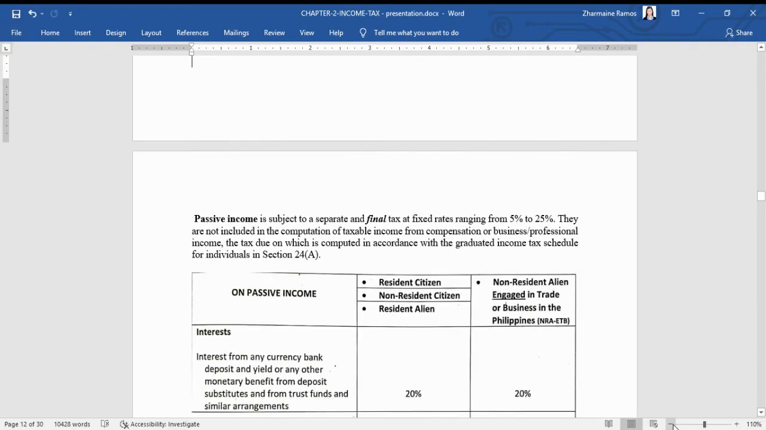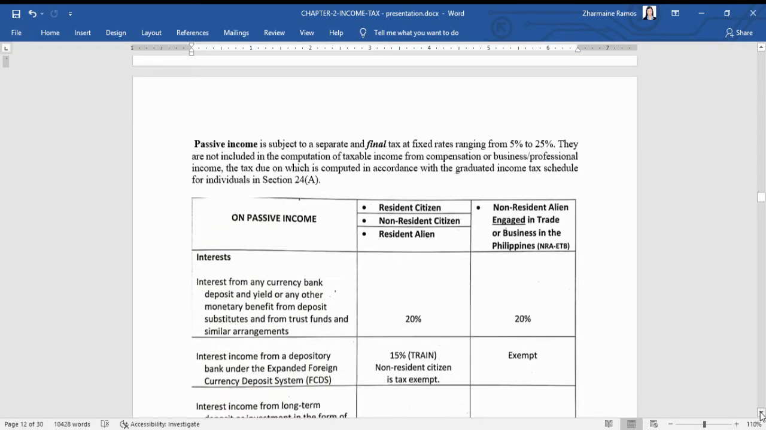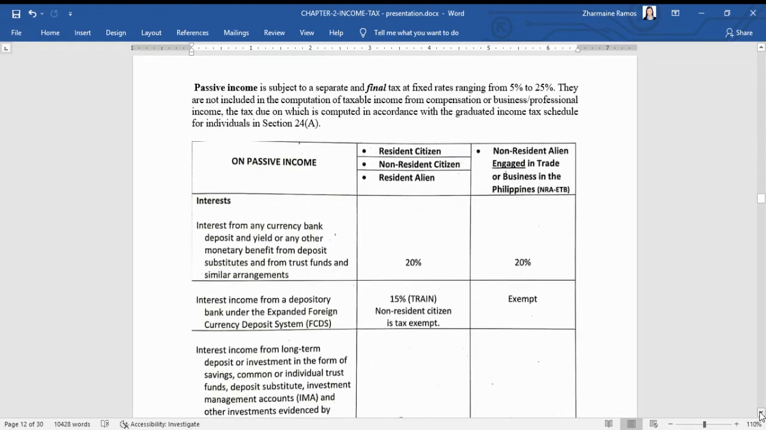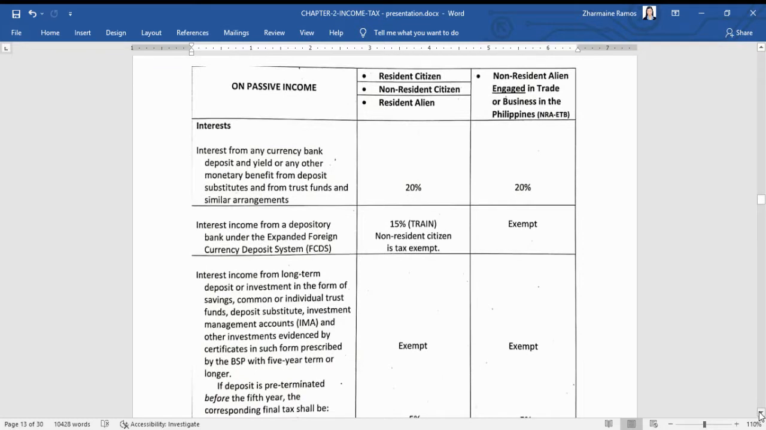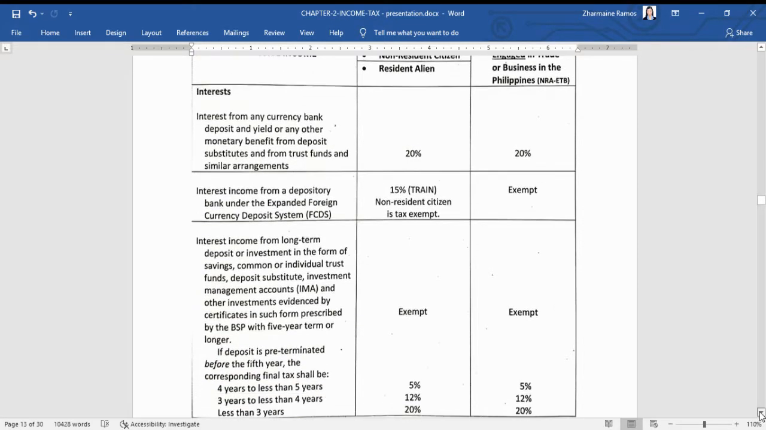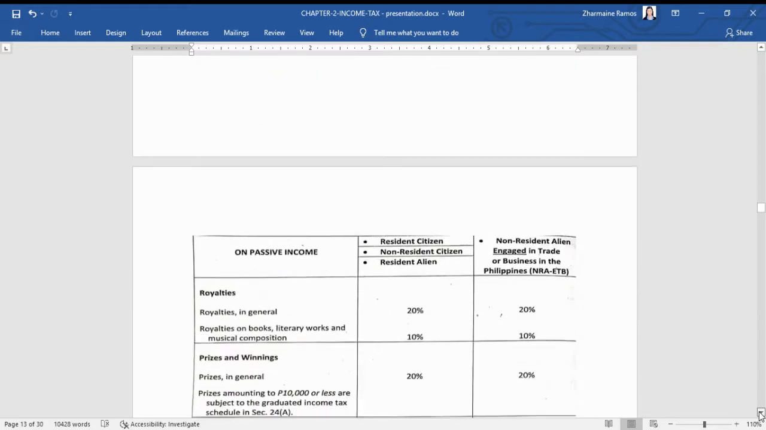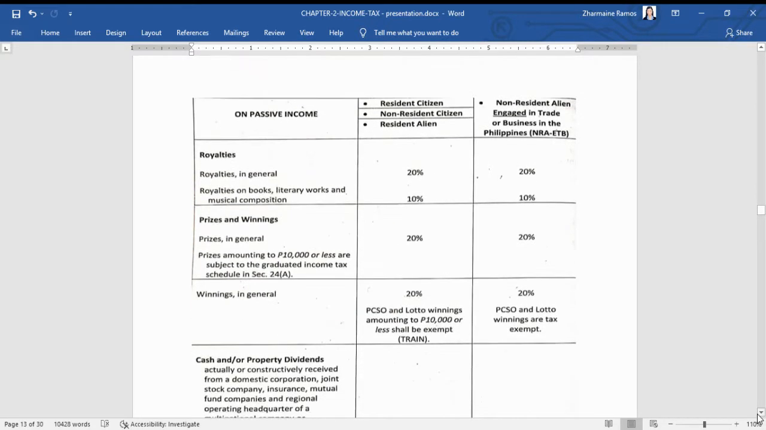So, ito yung summary ng rates. Depende kung saan nanggaling yung, kung anong klase yung passive income mo. So, pag interest, so ito siya, or revisit na lang. Okay. So, yan yung different rates on passive income.